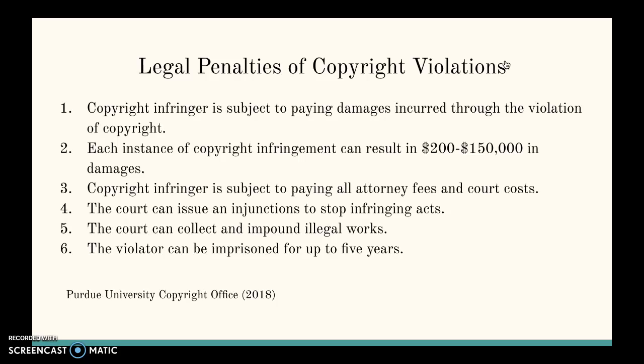Legal penalties of copyright violations. Now keep in mind these are hardly ever applied for education, but their violations can be more serious if there are some monetary damages involved.